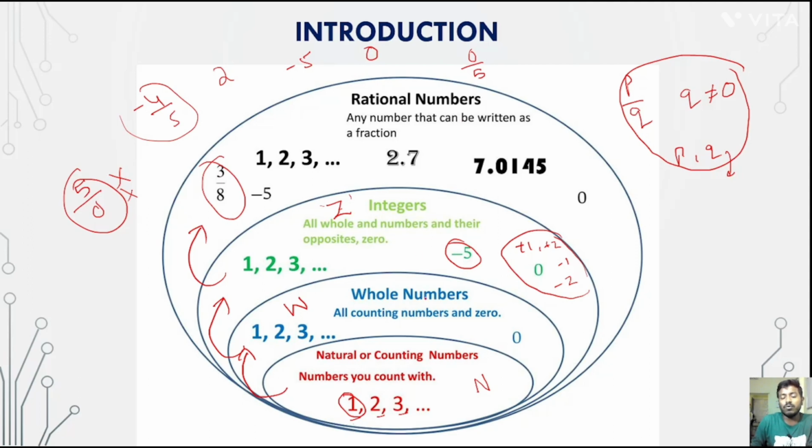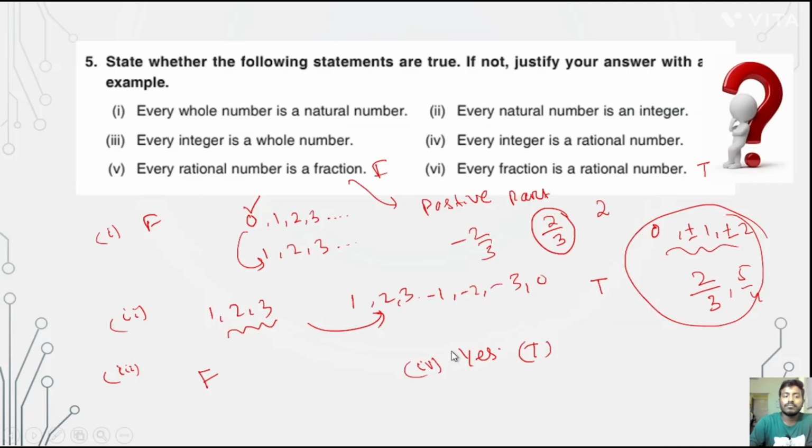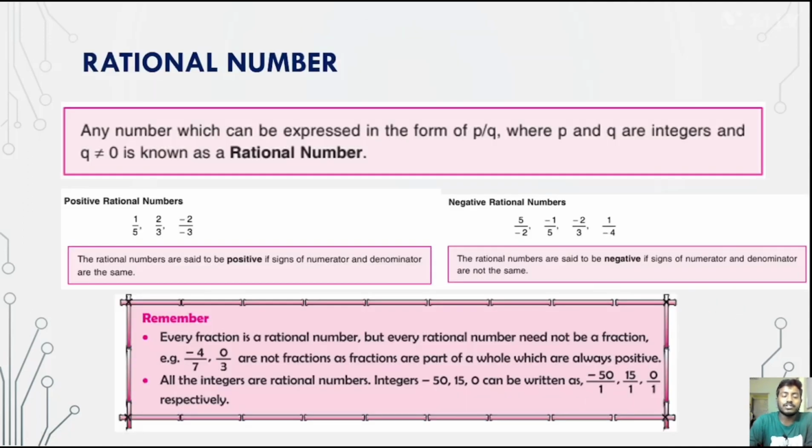All integers are whole numbers? No. All whole numbers are natural numbers? No. Clear? Now the next question: what is a rational number? This is the definition: any number that can be expressed in the form p by q, where p and q are integers and q is not equal to 0. This is known as a rational number.